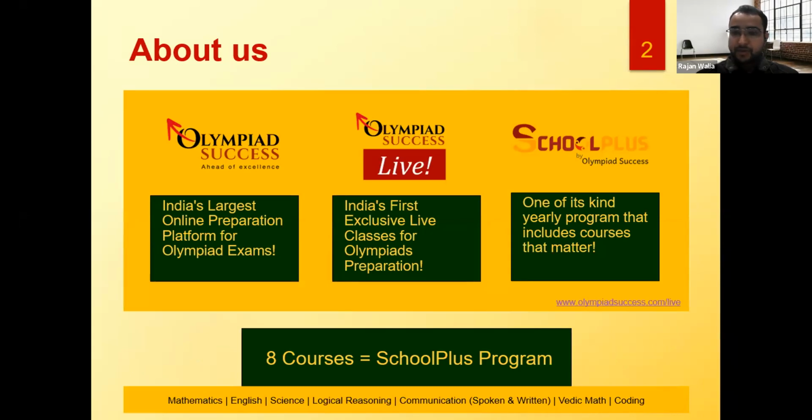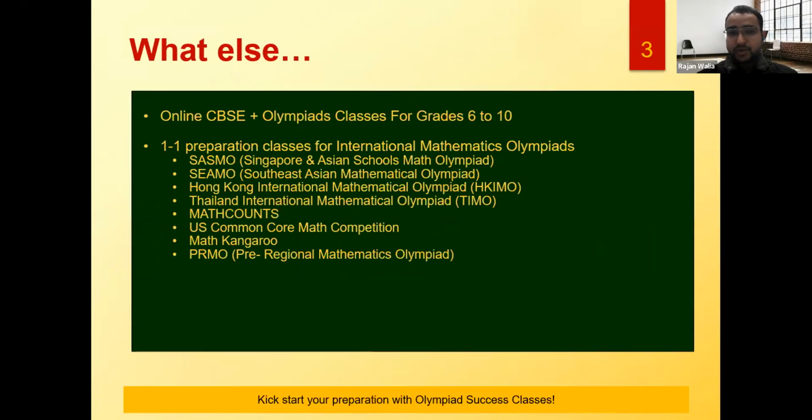We have Olympiad live classes. We also have the School Plus program. In the School Plus program, we offer 8 courses: mathematics, English, science, logical reasoning, communication both spoken and written, Vedic maths and coding. Students, we also offer online CBSE plus Olympiad classes for grade 6 to 10 and one-on-one tuition classes for international mathematics Olympiads like SESMO, CMO, HKMO, TMO, Math Count, US Math Competition, Math Kangaroo, and PRMO.